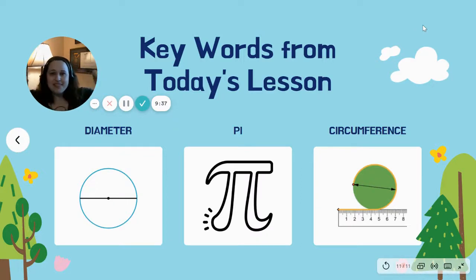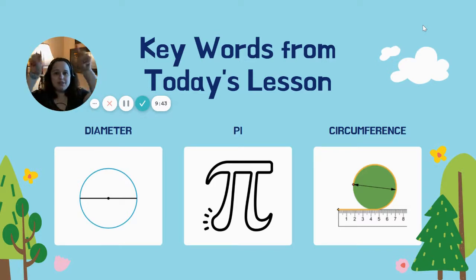Here are some key words from today's lesson. The diameter, that's the distance all the way across the circle going through the center. Pi, that's the relationship between the circumference of the circle and the diameter. And circumference, that's the length around the outside of the circle.